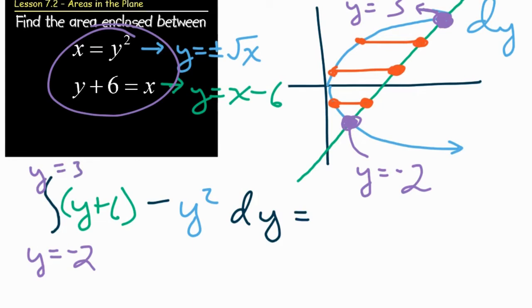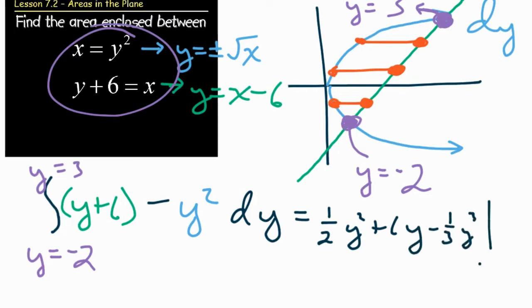So if I did the antiderivative, it would be a half y squared, it would be a 6y, and it would be minus a third y cubed from -2 to 3. Again, I can do the antiderivative with y variables. When you plug in 3 and plug in -2, you end up getting 20.833. You could also use F and I and T.